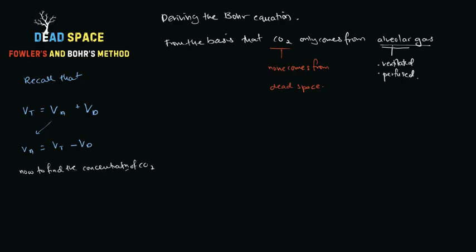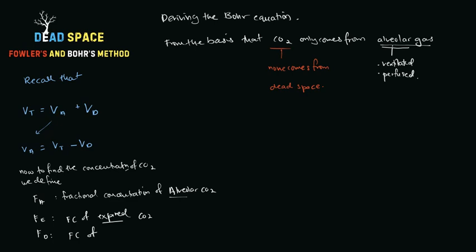Follow me closely now. We want to find the concentration of carbon dioxide. So we define Fa as the fractional concentration of alveolar carbon dioxide. Fe is the fractional concentration of expired carbon dioxide. Fd is the fractional concentration of dead space carbon dioxide. Let's process that for a moment. Next, we take our parent formula here and incorporate the concentration of carbon dioxide by multiplying: Vt times Fe is equal to Va times Fa plus Vd times Fd.